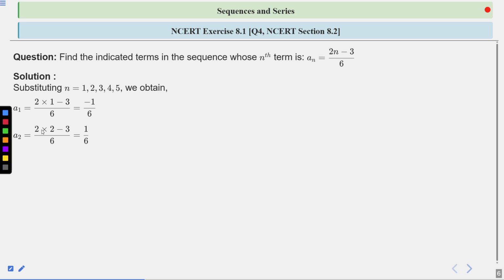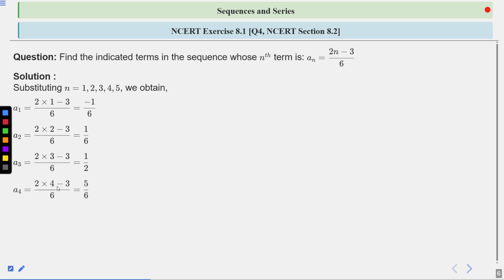A2, 2 times 2 minus 3 by 6, which is 1 by 6. So second term is 1 by 6. A3, 2 times 3 minus 3 by 6, which is half. So third term of my sequence is half.